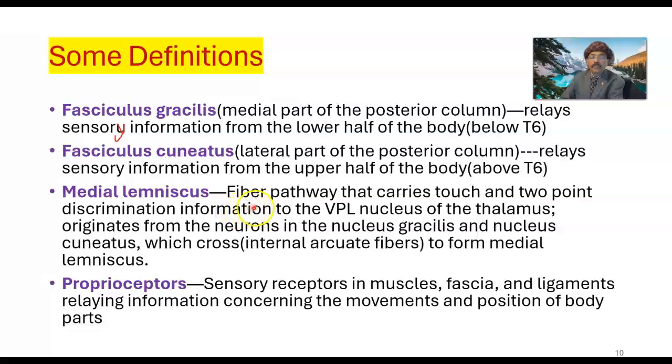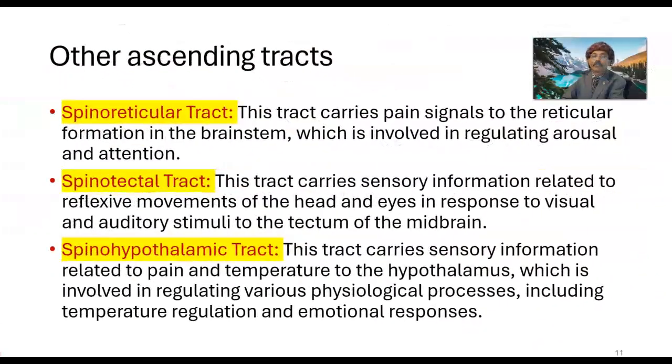What is the medial lemniscus? A fiber pathway that carries touch and two-point discrimination information to the ventral posterolateral nucleus of the thalamus. It originates from neurons in the nucleus gracilis and nucleus cuneatus, which cross as internal arcuate fibers to form the medial lemniscus. What are proprioceptors? Sensory receptors in the muscle, fascia and ligament relaying information concerning the movement and position of the body parts. That means position sense and movement sense.